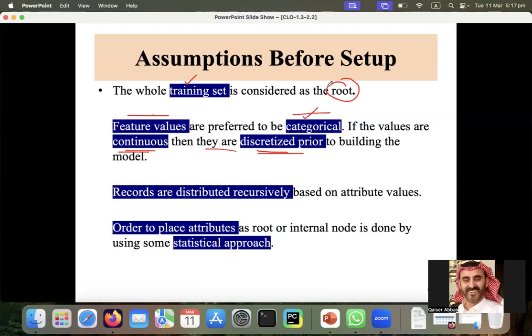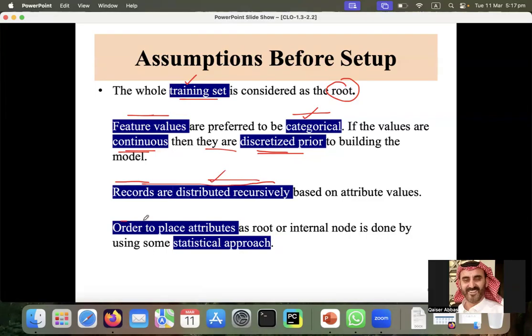And when you have your data set or the training set at the root, then you will split into further branches, and you will distribute your records recursively on each node of the tree. This is what records distributed recursively means: on each node of the tree, you will go from top to bottom recursively. You will get your decision recursively through this tree.